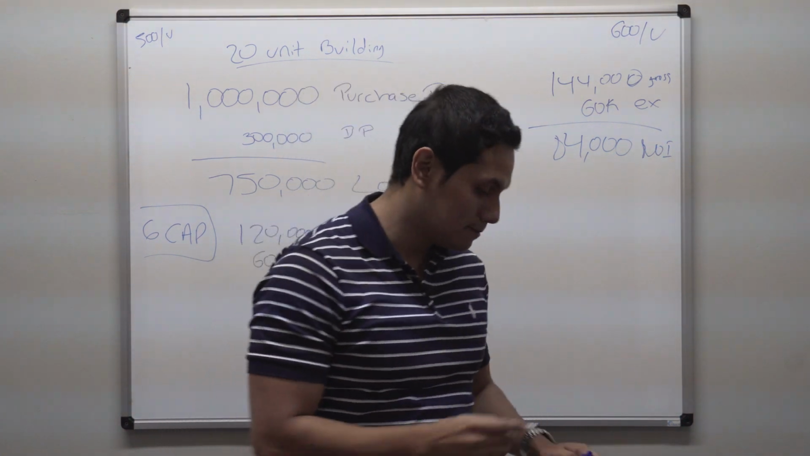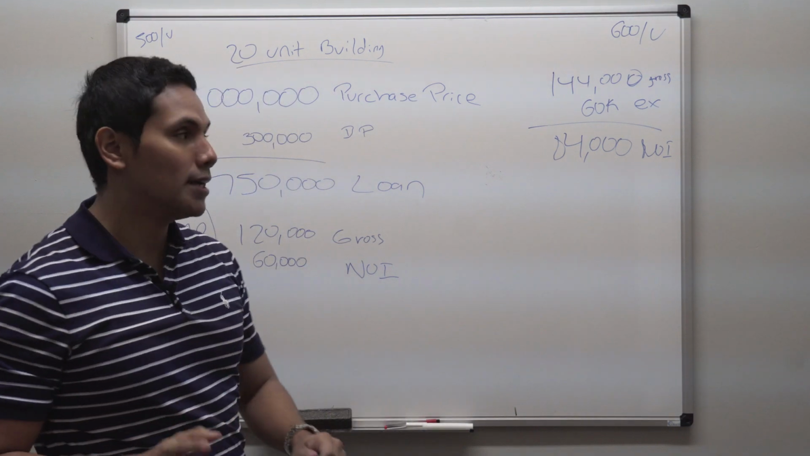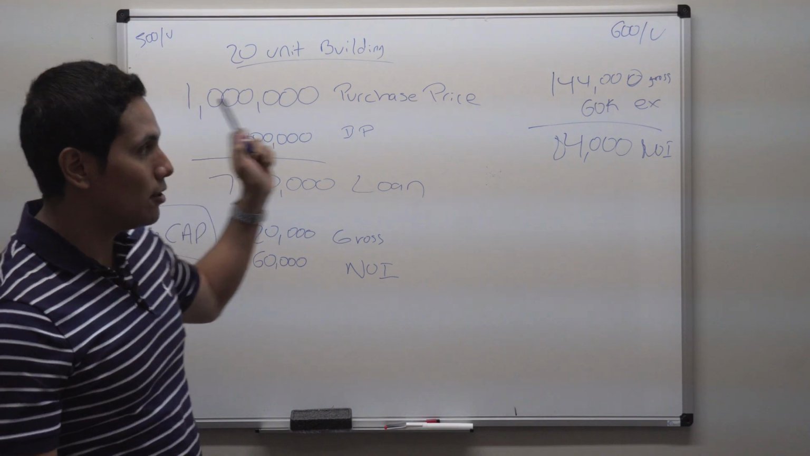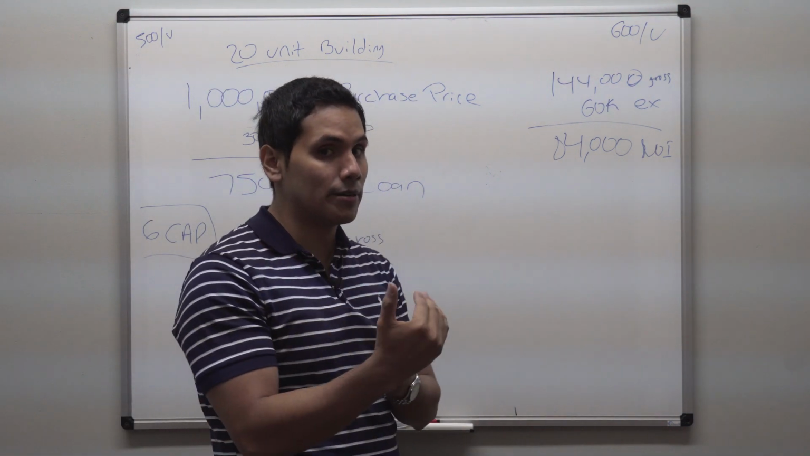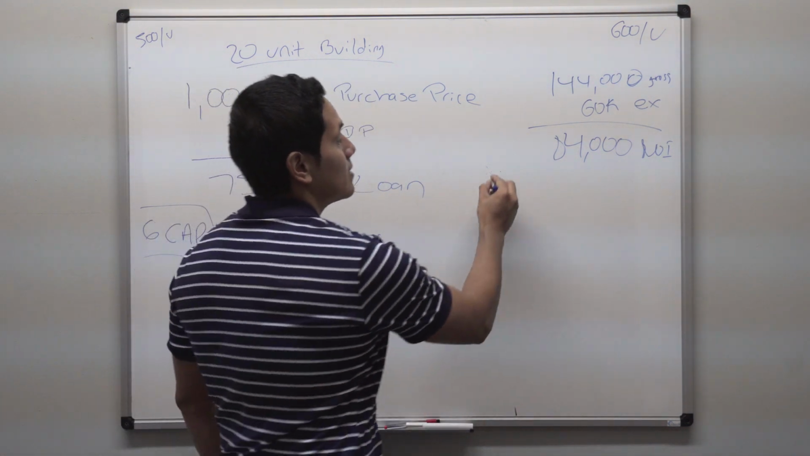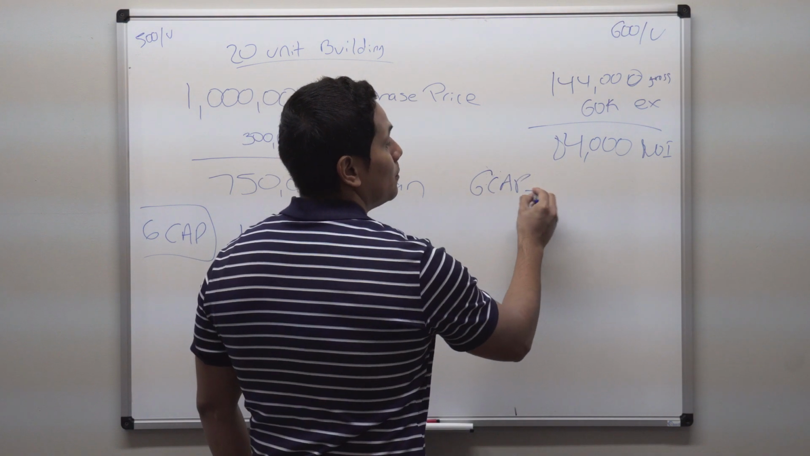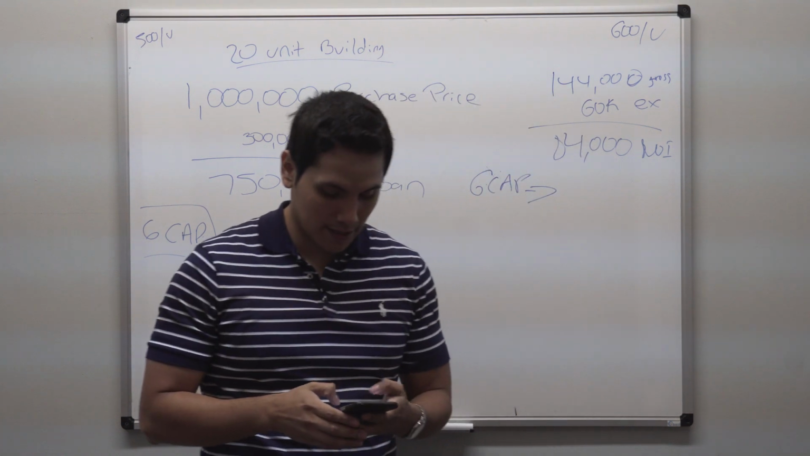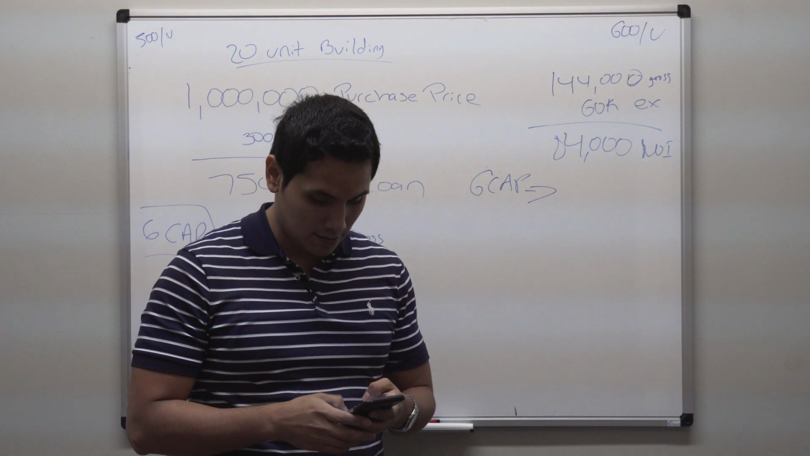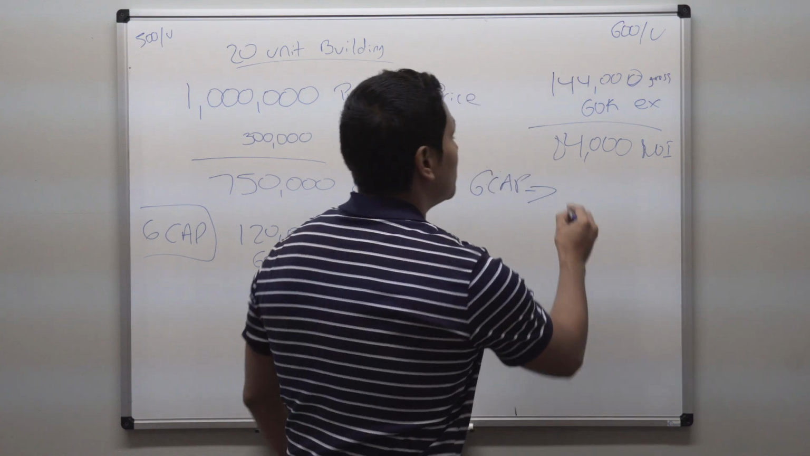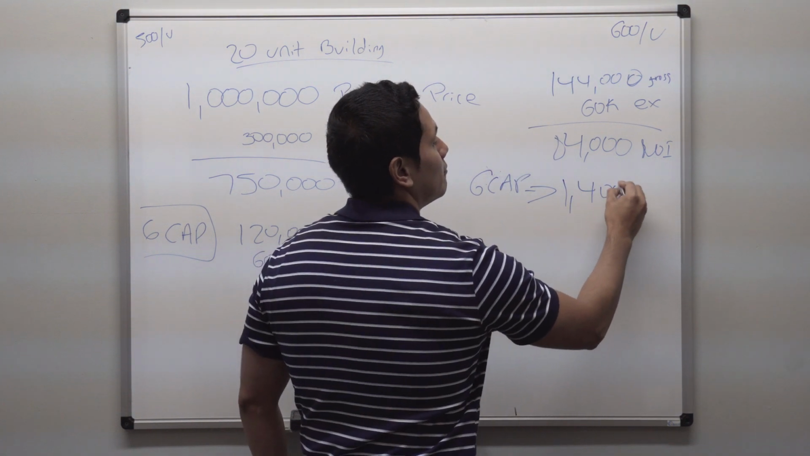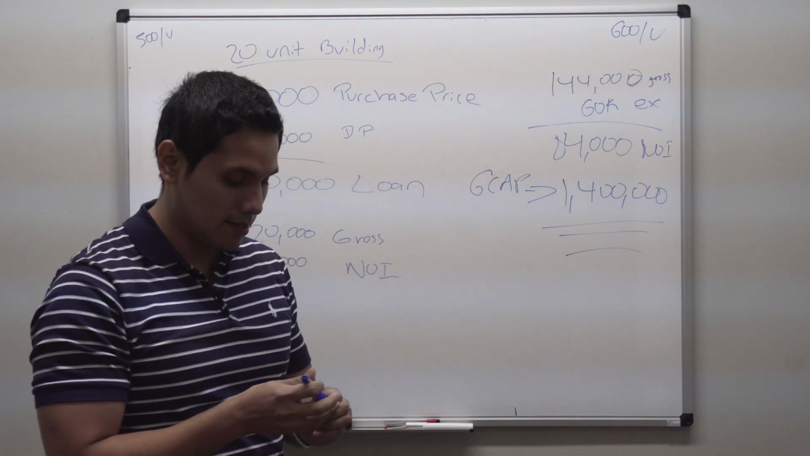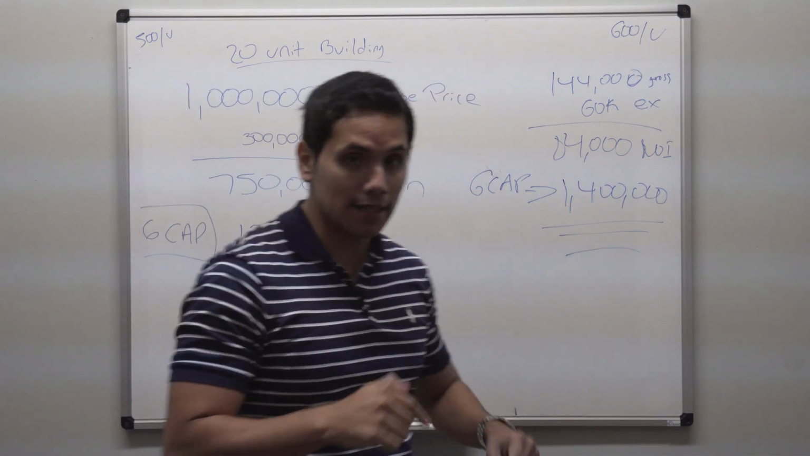Now, remember what I said. You bought this at a 6 cap. So based on your new valuation, since now you increased the rent $100, at a 6 cap, the new price is going to be, I think, 1.4. Let me just double check. Yep, it's going to be $1,400,000. This is going to be what the value of the property is now.